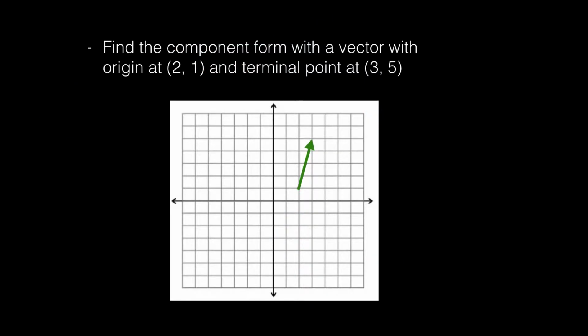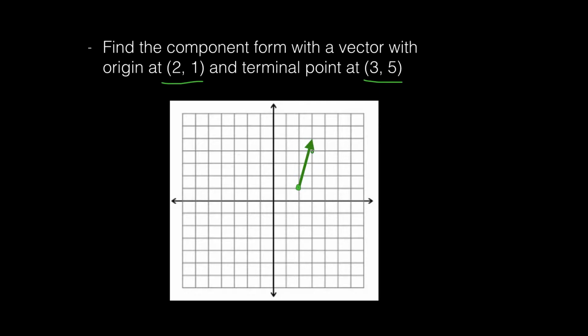So let's try another example right up here. Let's say we're trying to find the component form of a vector with the origin at (2, 1) and (3, 5). So now we've not been given the vector from the origin. We've been given a vector starting from this point right here, represented by this green arrow.